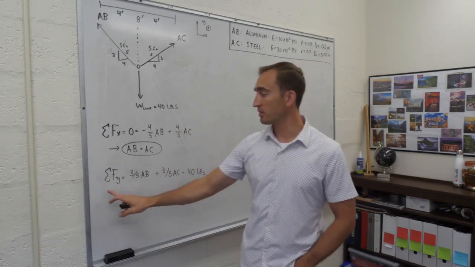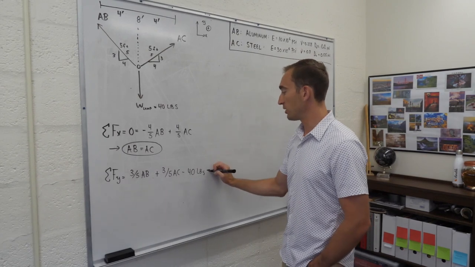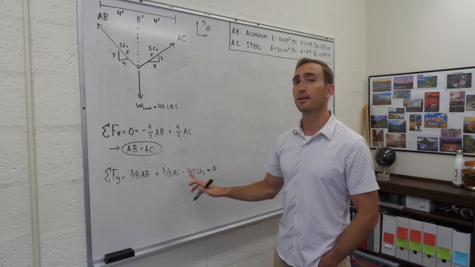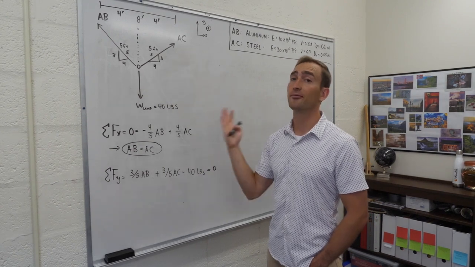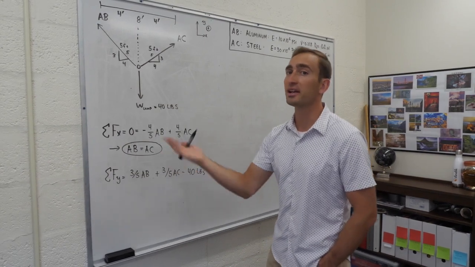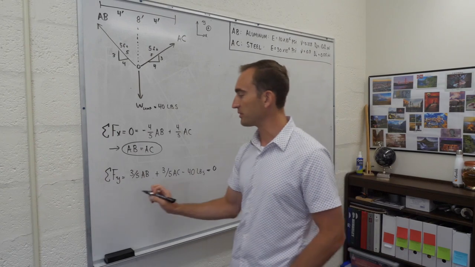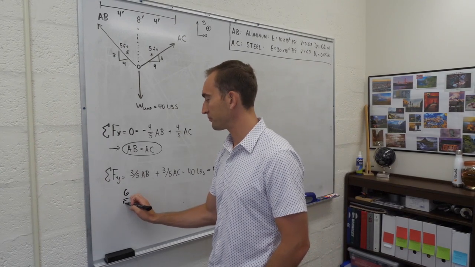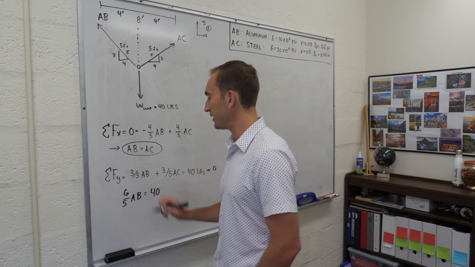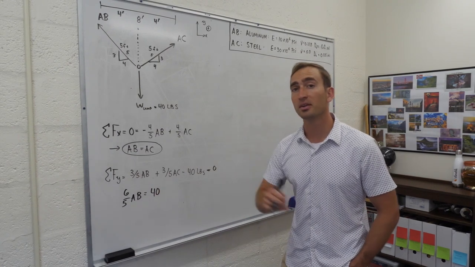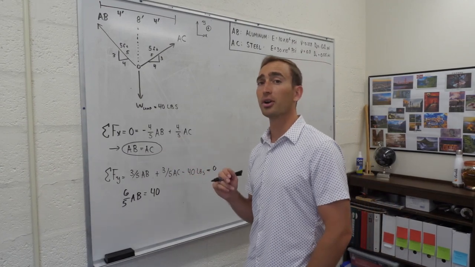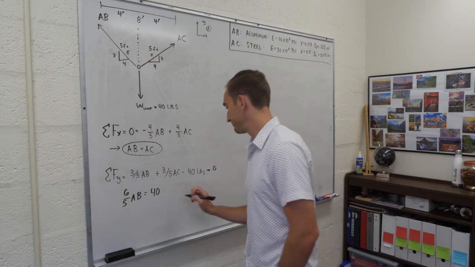What we can then do is write our sum of the forces in the Y. We'll set this equation equal to 0. So we've got 3/5 AB plus 3/5 AC minus the weight of the lamp going down of 40 pounds. So plugging this in down here, for AB or AC, it doesn't really matter. What we're going to find is we've got 6/5 AB is equal to 40. And as a result, with a little bit of math, we find that AB and AC both equal 33.3 repeating pounds.